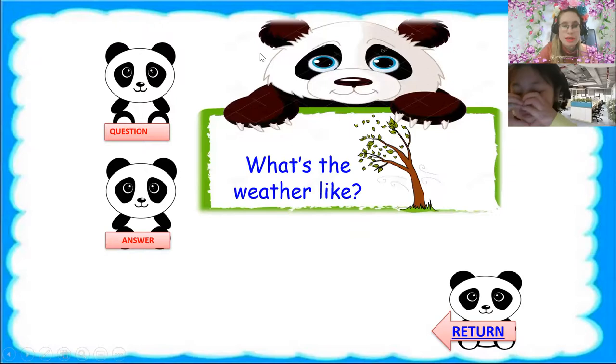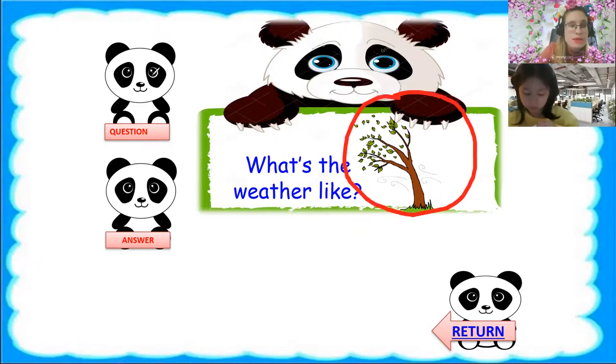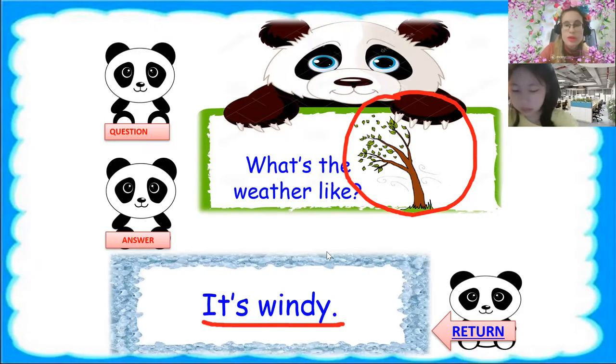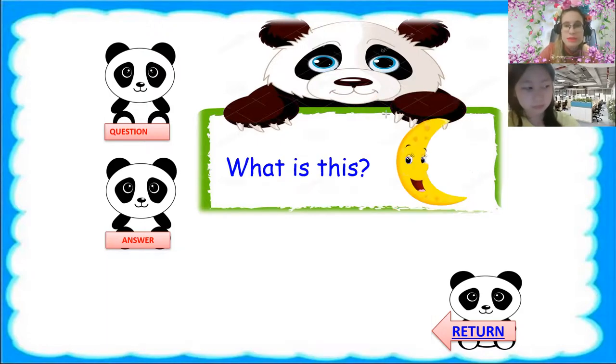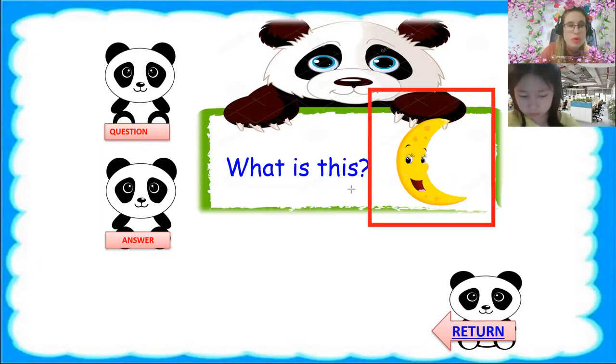What's the weather like? It's snowy. What's the weather like? It's winter. It's windy. It's windy. Good job. What is this? What's this? Move. Good job.